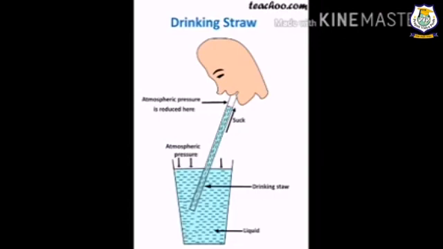Now see the drinking straw. You normally use a drinking straw to drink fruit juice, water, etc. But when you suck air at the upper end of the straw with your mouth, the pressure of the air inside the straw is reduced. When we suck air from the upper end, the pressure inside the straw becomes less. Because the inside pressure is less, the outside atmospheric pressure becomes greater. So the greater atmospheric pressure acting on the surface of the fruit juice pushes the fruit juice up into the straw to your mouth. Look at the figure very carefully.